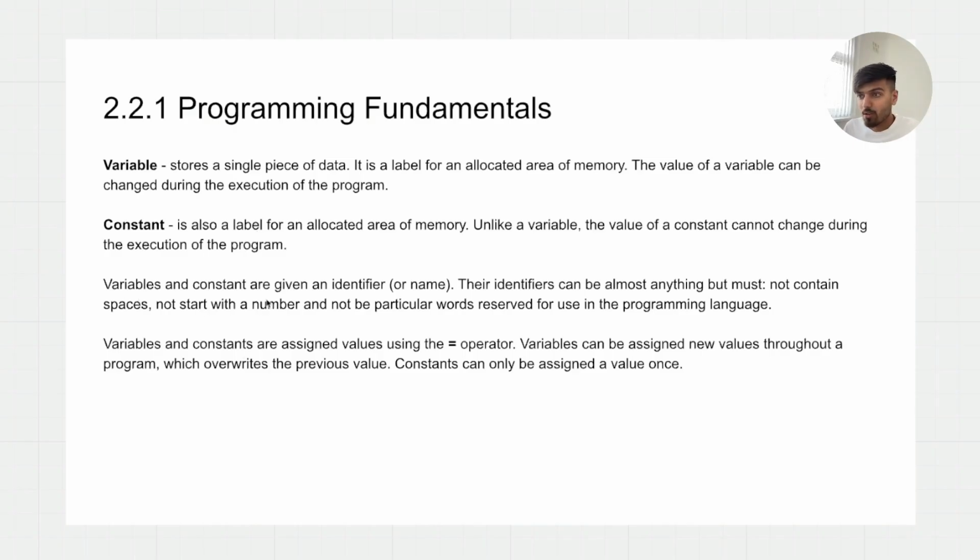So variables and constants are given an identifier or name, which basically makes sure you're using a proper name. That's all to do with maintainability. Use proper variable names. Don't use names which are reserved in the programming language. For example, you can't create a variable called print because print is a function used in Python. Also, make sure it doesn't contain any spaces or numbers. So variables and constants are assigned values using the equal operator.